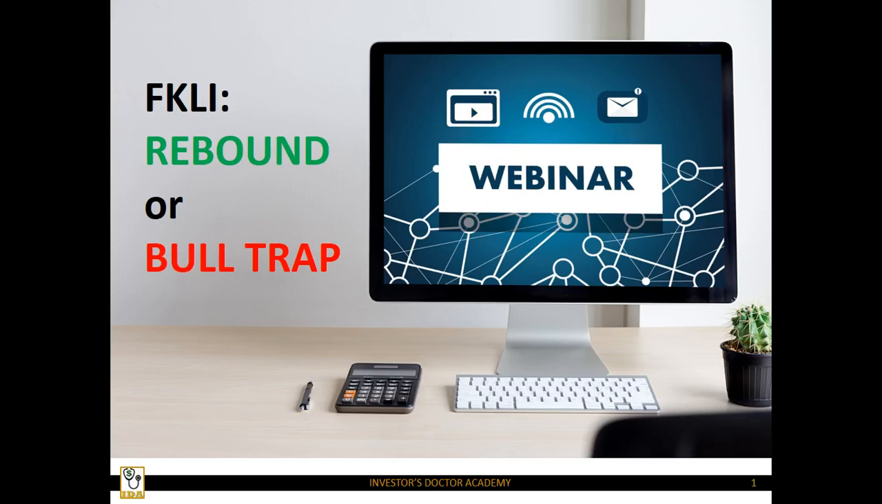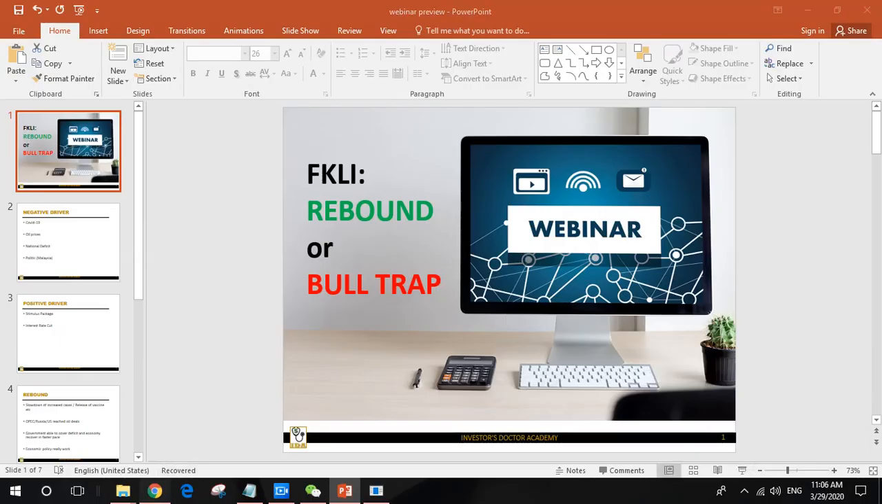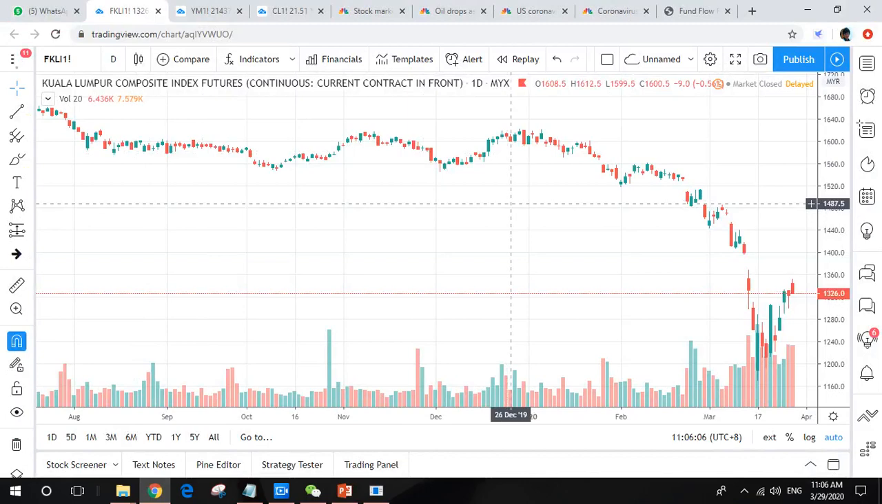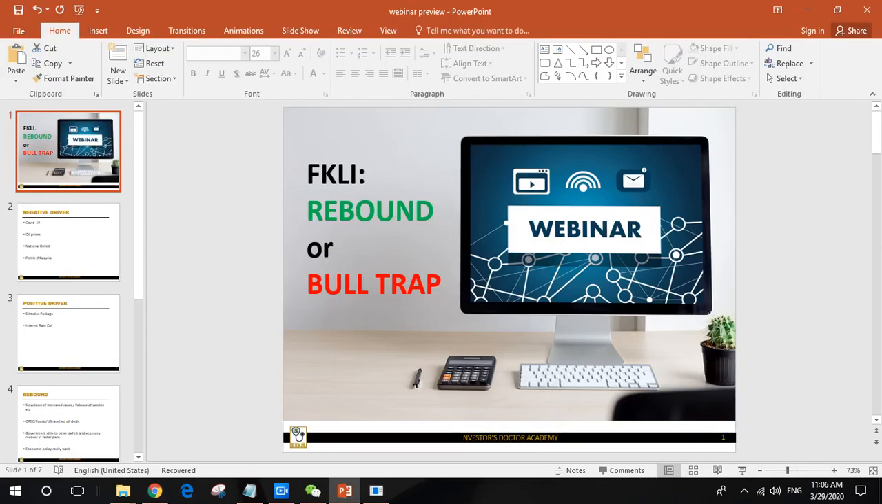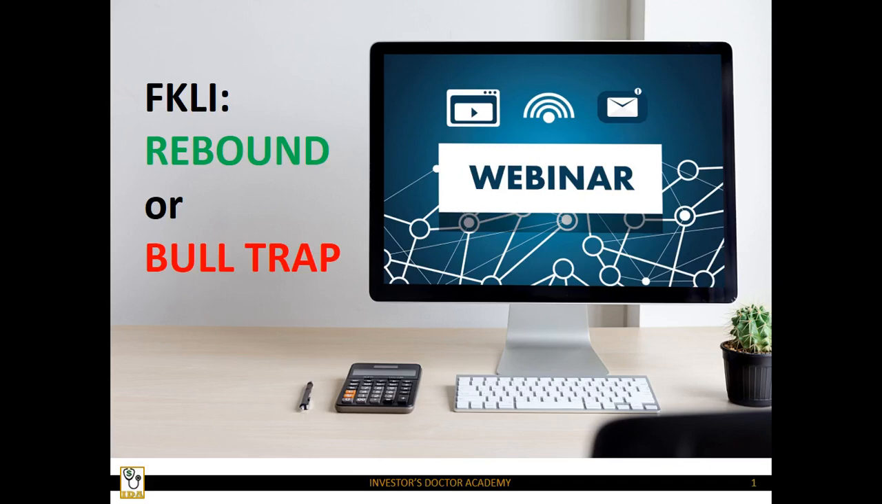So the FKLI now, we can see here, let's take a look from the chart. It is starting to form a V-shaped rebound. So our topic today is to discuss whether the FKLI now is a rebound or just a bull trap. A rebound is a real recovery from the market bottom, while the bull trap will be a temporary rebound in the downtrend, because we know that the trend forms in waves.